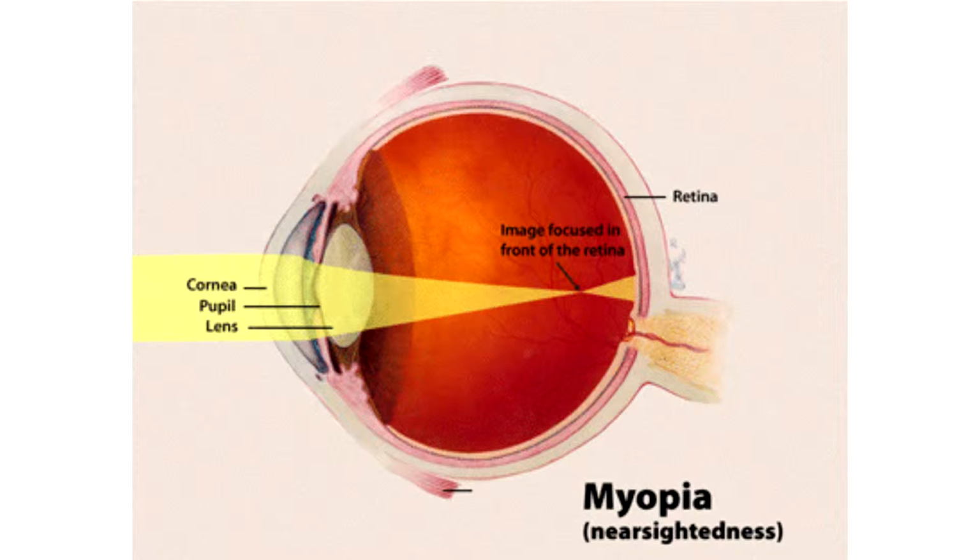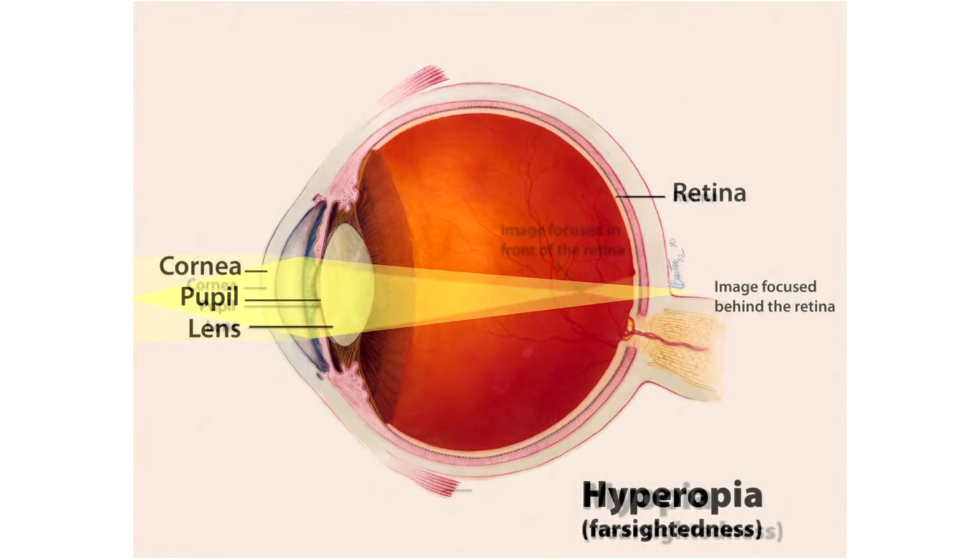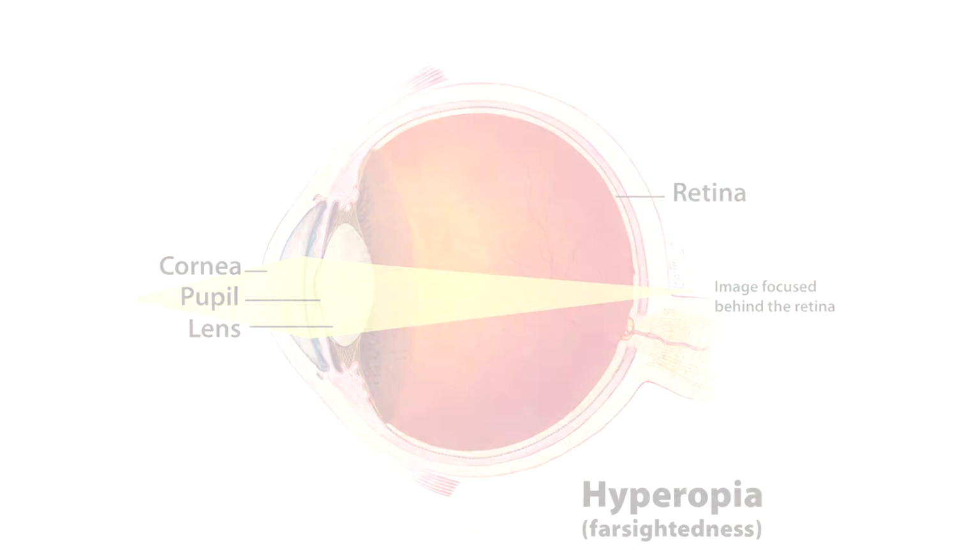It is called myopia when the corneal surface is too curved, or when the eyeball is too long, and it is called hyperopia when the eyeball is too short, or the refracting system is too weak.